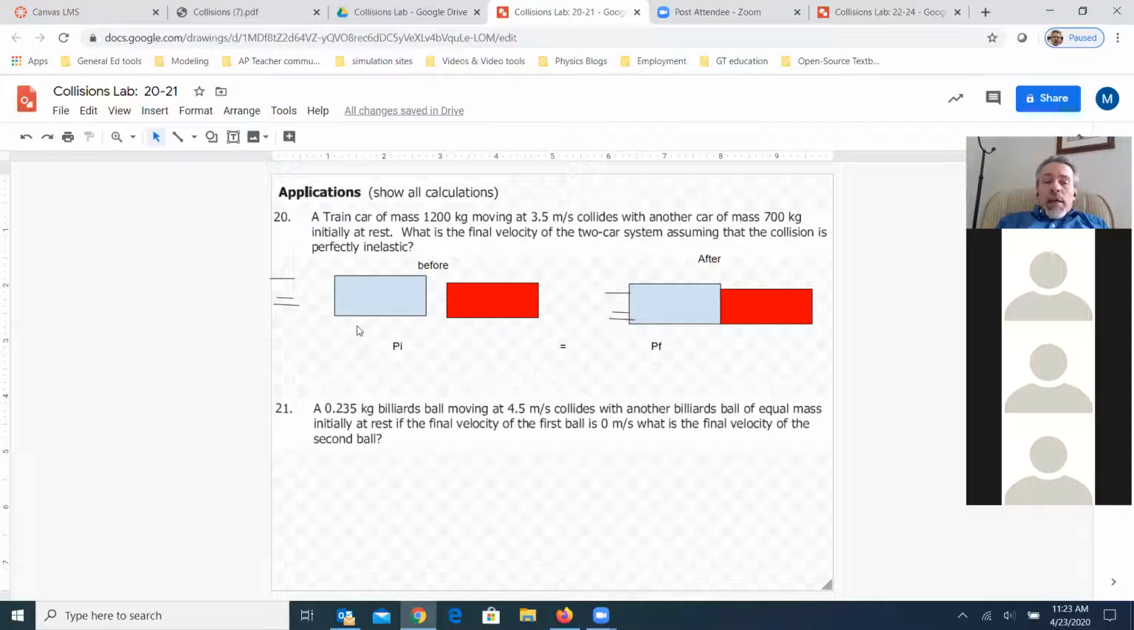There's two things that have PI. Well, the truth is the red one's not moving, so the initial momentum of that one is 0. But afterwards, we have two things that have final momentum. So you would have to do MVF plus MVF to figure it out. So I'm going to stop sharing and open up the whiteboards. I want you to whiteboard that problem.